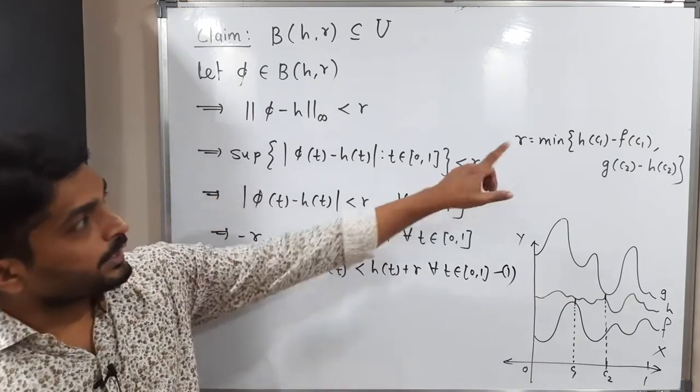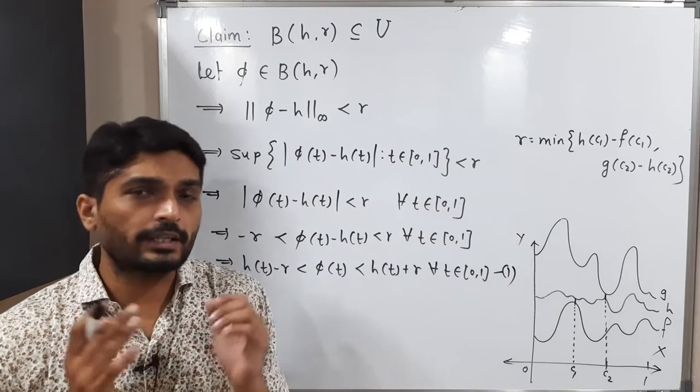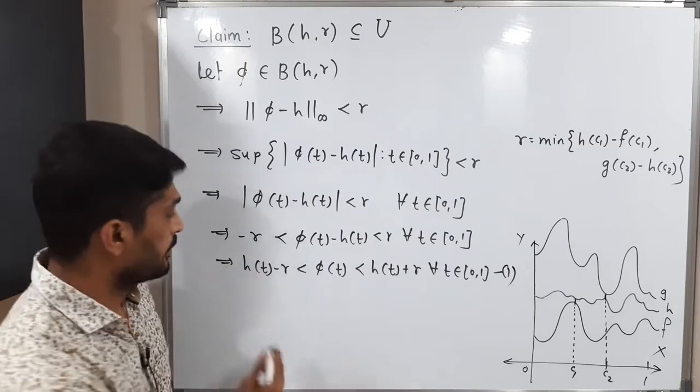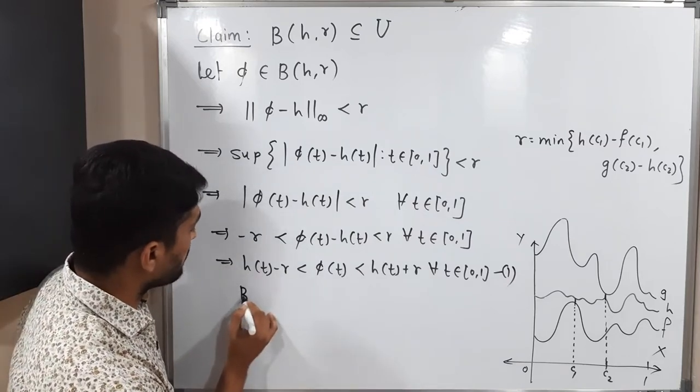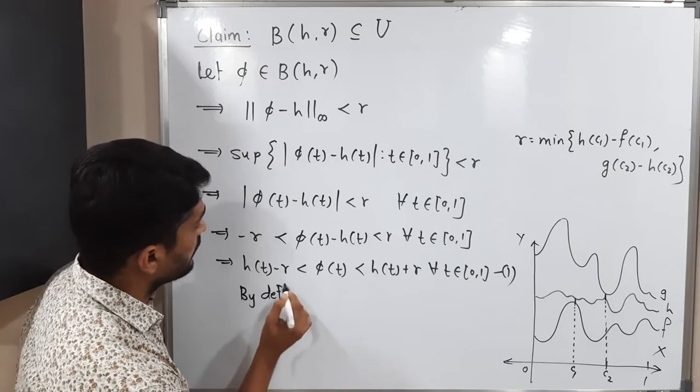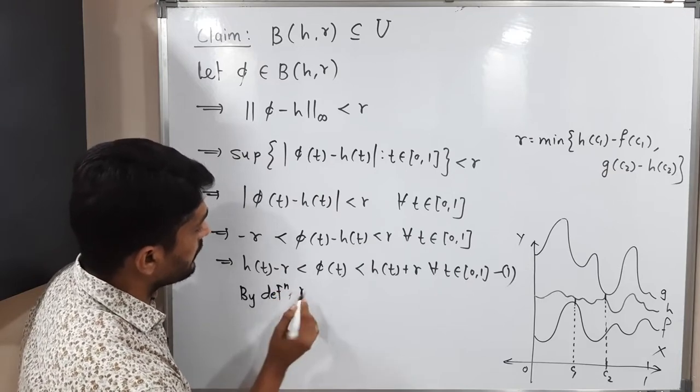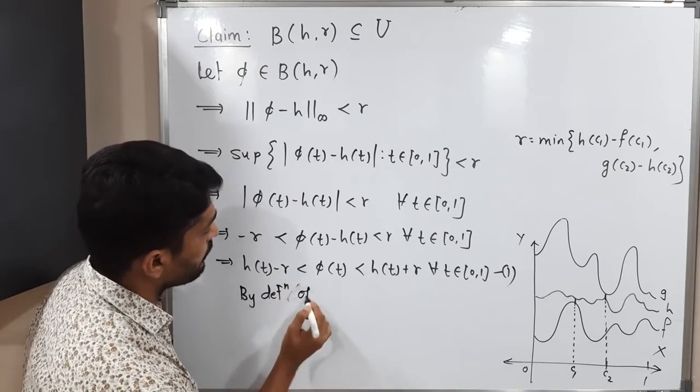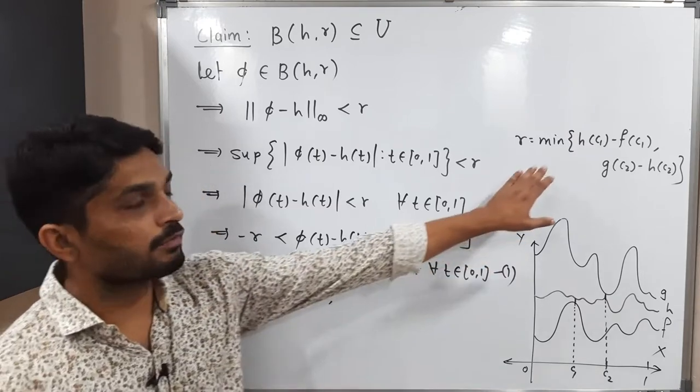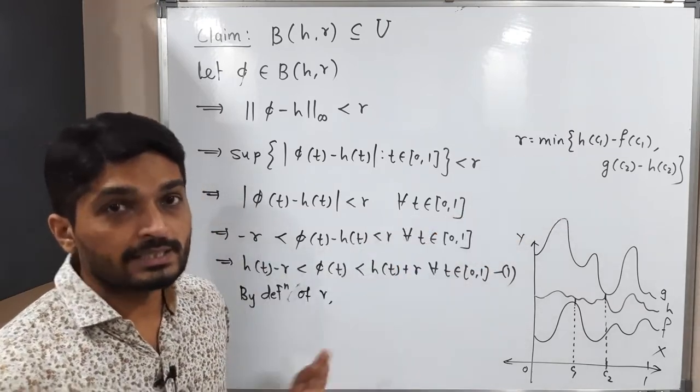Let us come back to the definition of r. So what can we write by the definition of r? Purposely I have kept the definition of r here. So using this definition we can easily write here.